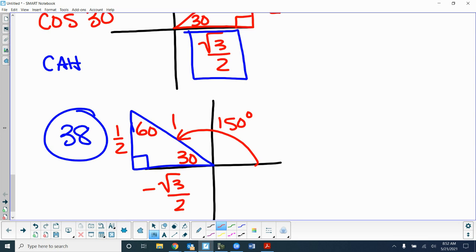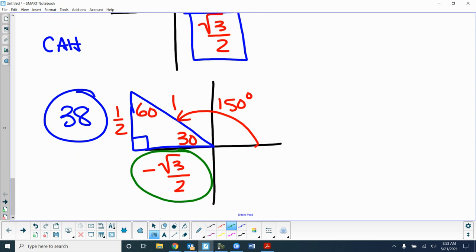What are we looking for this time? Oh, we're doing cosine again, right? So which one is it, x or y? X. So negative the square root of 3 over 2 is the answer to number 38. Right, Grace? Right. You're all over that, right?